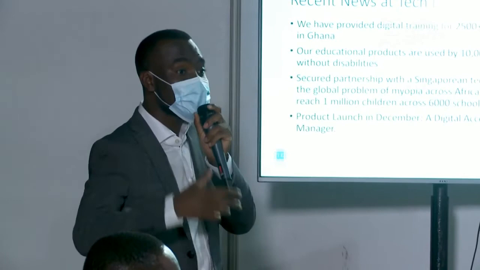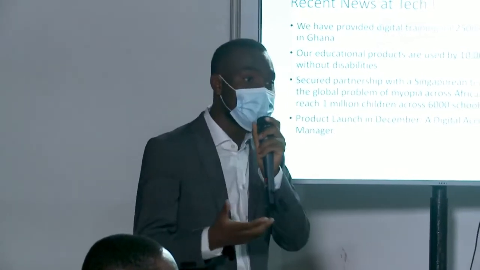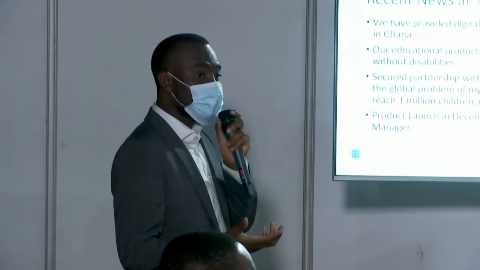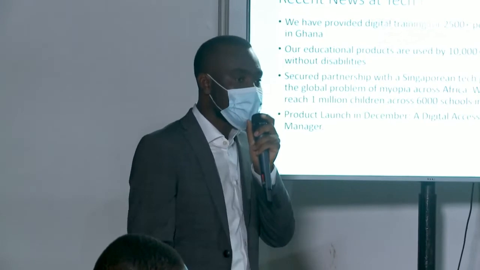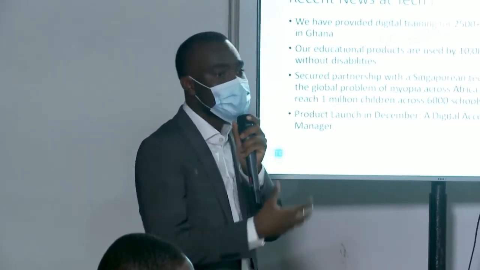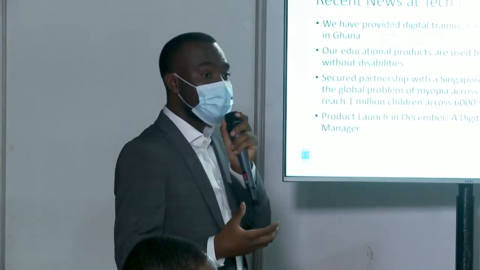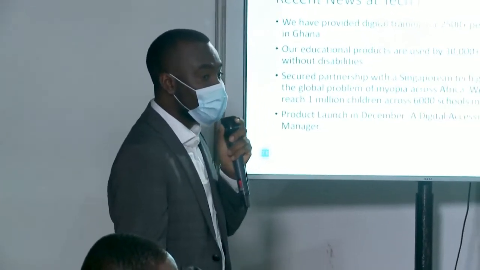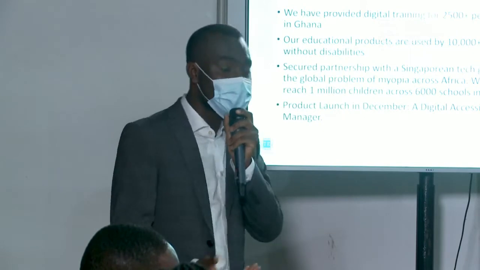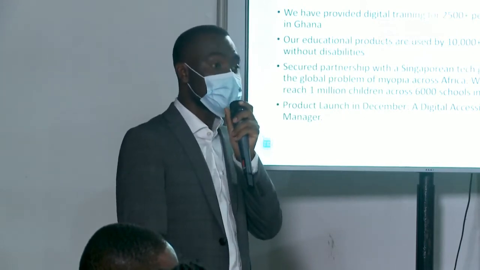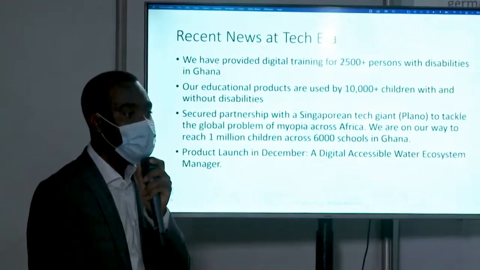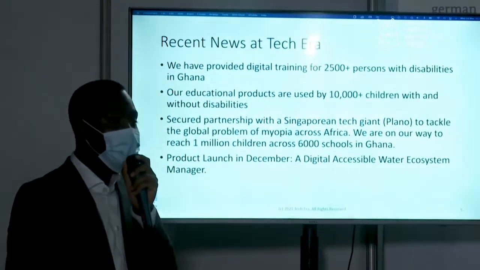Currently in Ghana, 1 out of 6 children or young people have myopia. So how are we going to ensure that using technology, we can help people whilst they use technology, but do not end up getting myopia? And so we saw this opportunity, and we have been able to secure this partnership where we are going to do myopia education in over 6,000 schools, reaching about 1 million children, and also providing the Plano app for households and parents to use. And so that's how we intend to tackle myopia across Africa.